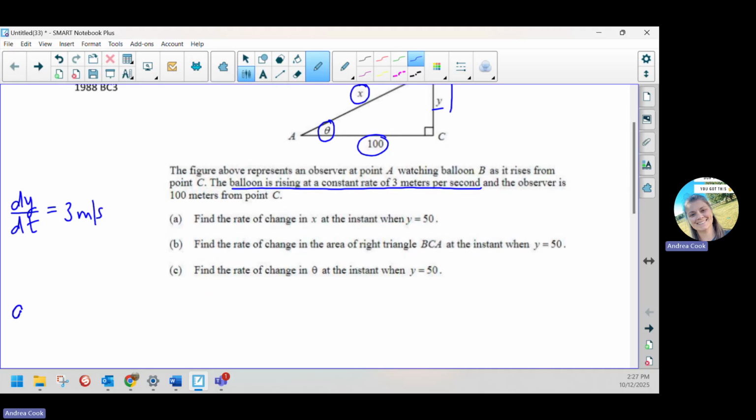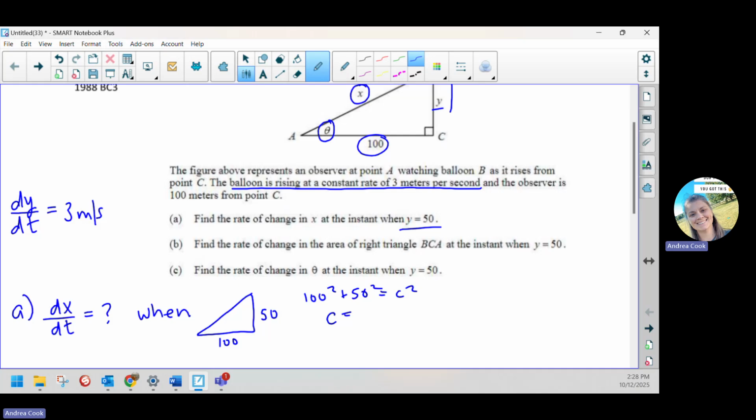For A, we want to find the rate of change in x when y is 50. So I'm just going to redraw the triangle, and this stays 100. I'm going to change y to 50, which means I can go ahead and find x using Pythagorean theorem. So that would come out to be, if you do a squared plus b squared, 100 squared plus 50 squared equals c squared. C comes out to be, what, 50 root 5?